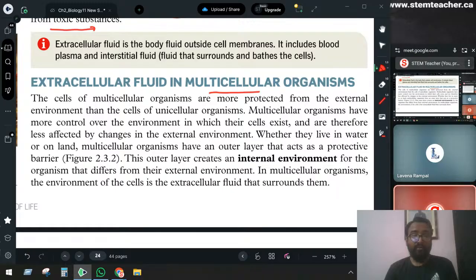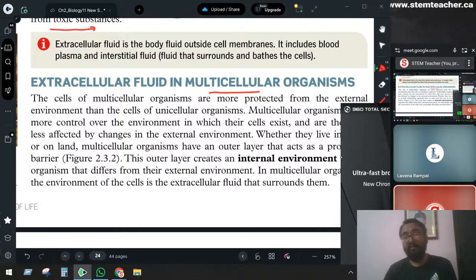Whether they live in water or on land, multicellular organisms have an outer layer that acts as a protective barrier. The outer layer creates an internal environment. Internal environment means the internal climate is different from the external climate. So there, the cell membrane works very hard.